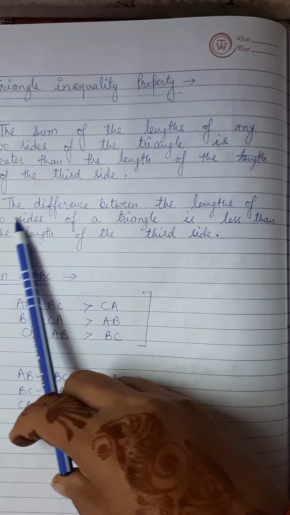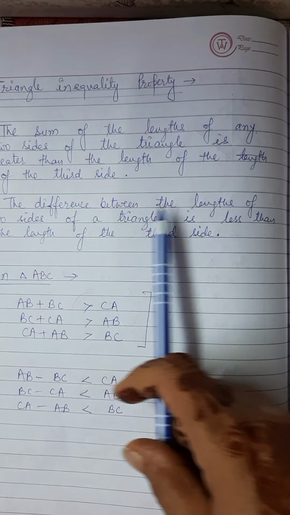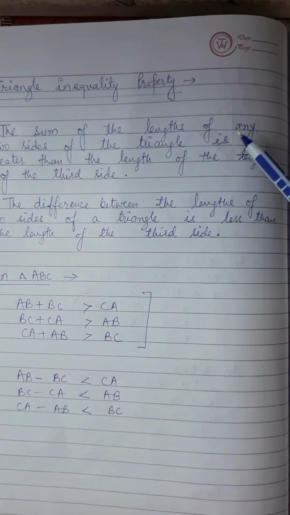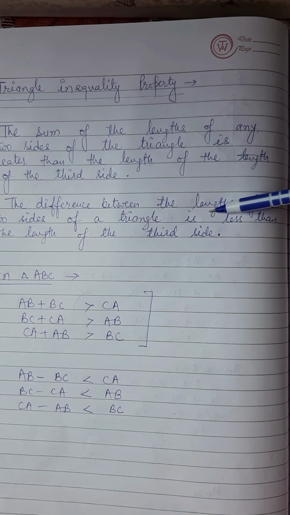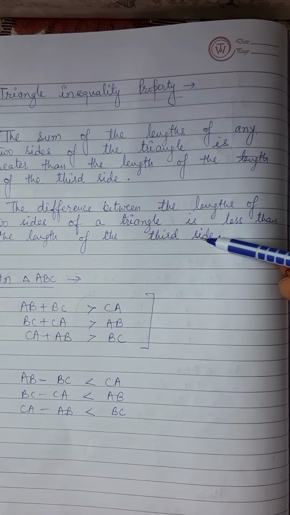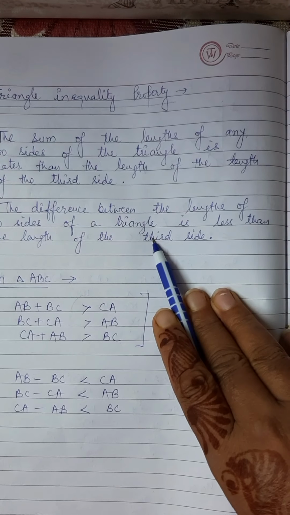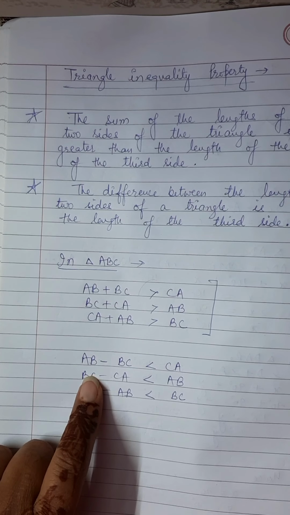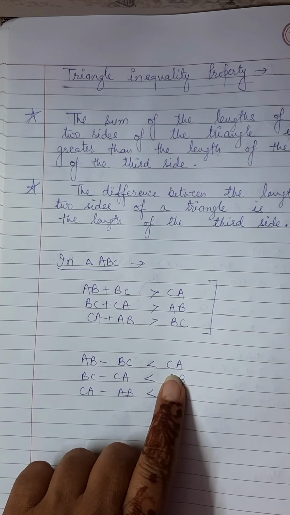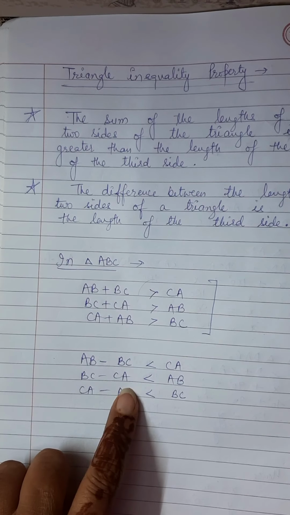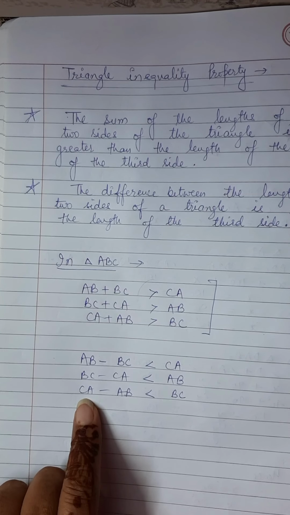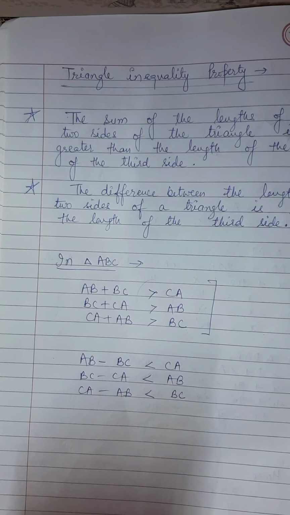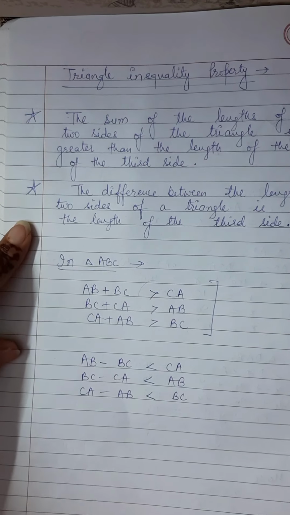Now the second property. In the second property, the difference between the lengths of two sides of a triangle is less than the length of the third side. So we have two properties: one is based on the sum and the other depends on the difference. According to the second property, the difference of AB and BC is always smaller than CA, the difference of BC and CA is always smaller than AB, and the difference of CA and AB is smaller than BC. So we have to show all three pairs for our triangles.